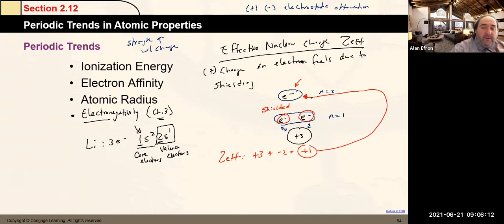That is also why, when things go through bonding, it is these valence electrons that are involved, because one aspect of it is they're not held as tightly.